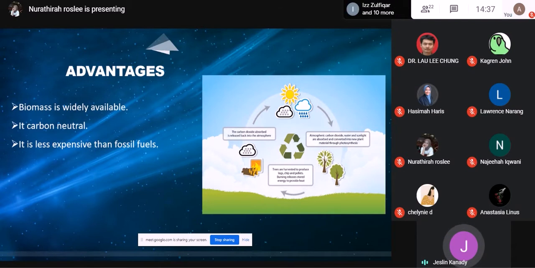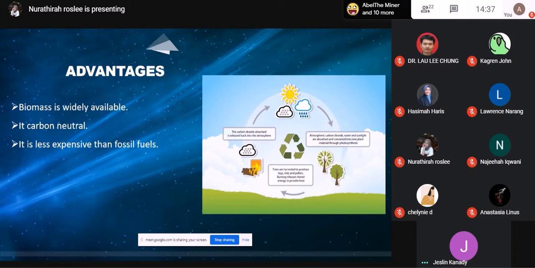The second is that it's carbon neutral. Why is it carbon neutral? Because it doesn't create any additional carbon, as it has already been through the natural process of photosynthesis, meaning it has already done the job of absorbing the carbon dioxide.